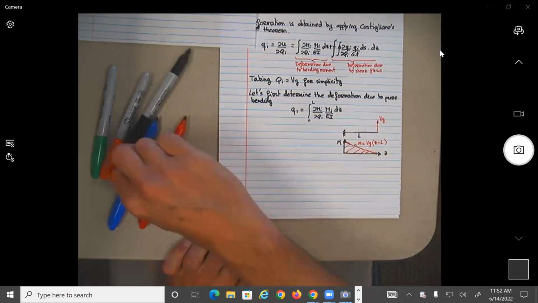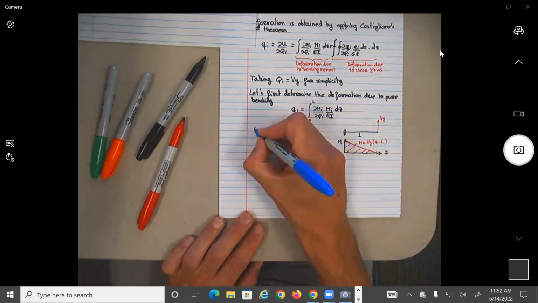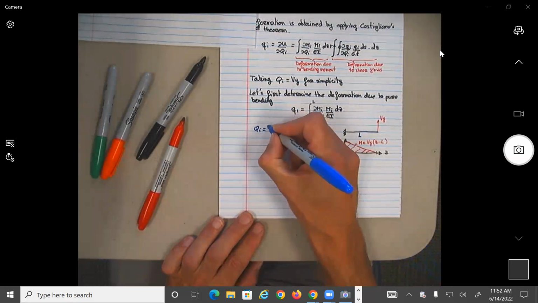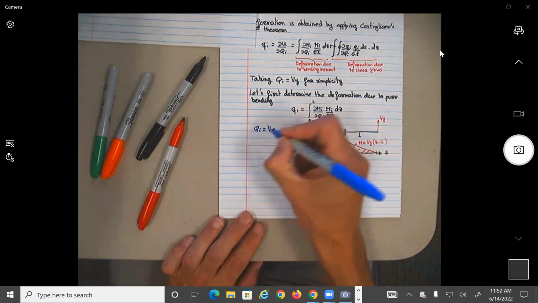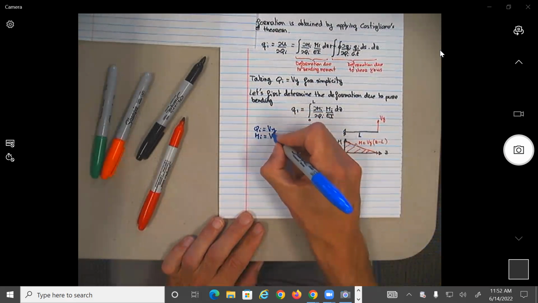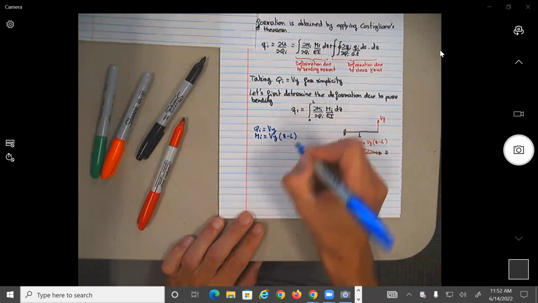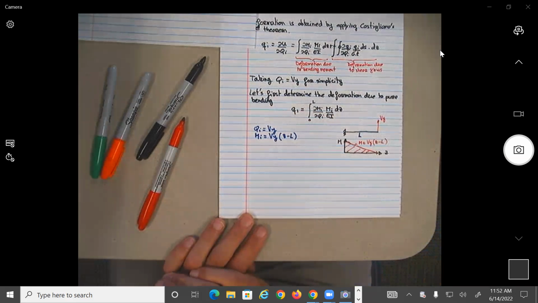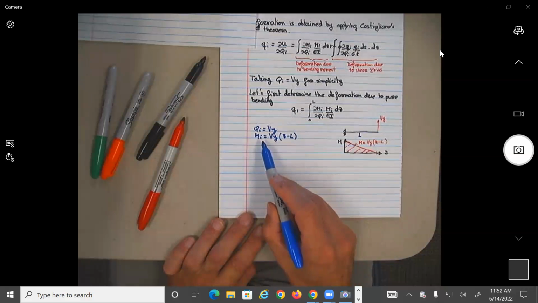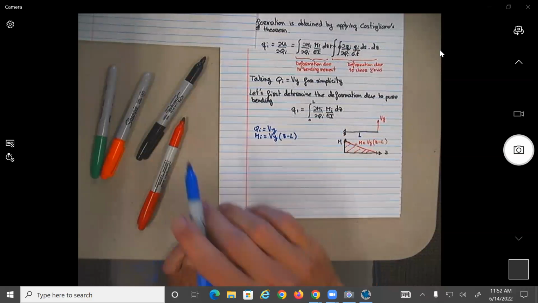So what does that mean? In the above equation, we have Q sub I equal to Vy, and our M sub I is going to be equal to Vy times (Z minus L). So we have the expression for the bending moment in function of y, which is our Q. So we can substitute into the equation.